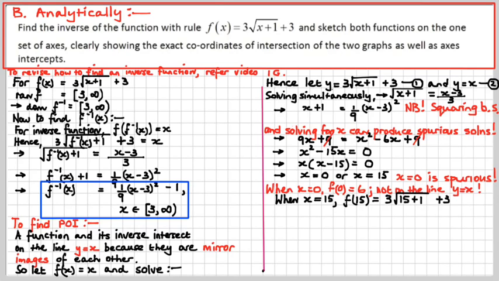So yes, I've said all that there. So when x is naught, f of x equals 6. It's not on the line y equals x, right? But when x is 15, that becomes 15. So that's a good solution. That's fine for our purposes anyway. So the point of intersection must be 15 and 15.